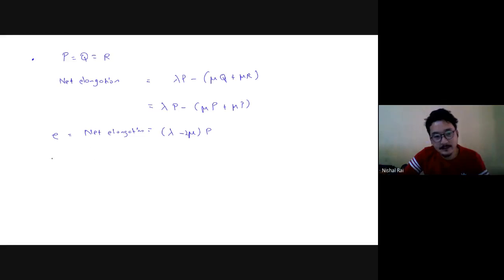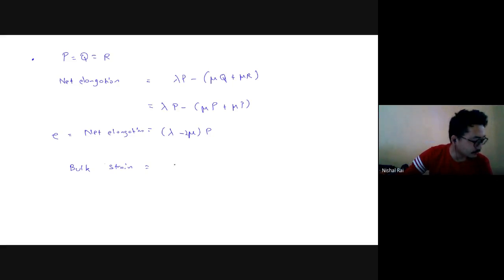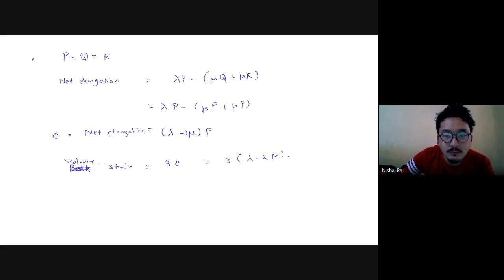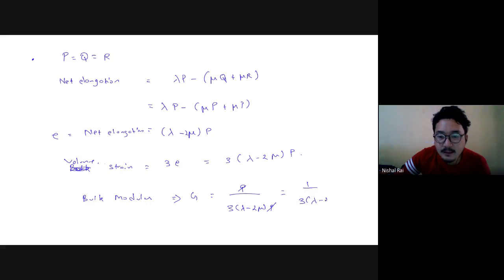And we know in terms of your bulk modulus, or in terms of your three-dimensional object, the volume strain, or bulk strain, I think previously you used volume, is given by 3 times E, which is basically 3 times lambda minus twice mu times P. Now we'll find the bulk modulus. The bulk modulus is given by stress by strain. Stress is P, strain is 3 times lambda minus twice mu times P. Both of the P will cancel out, so you are left with 1 by 3 lambda minus twice mu. This is basically your bulk modulus.